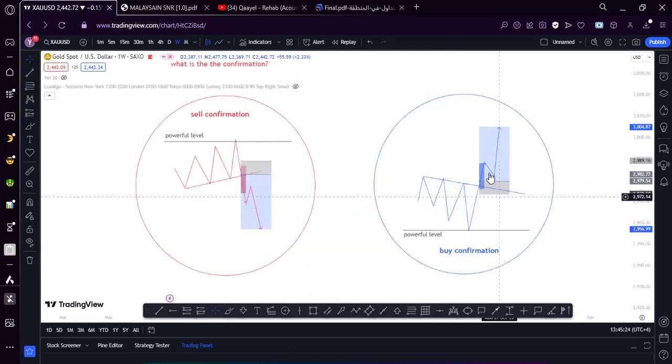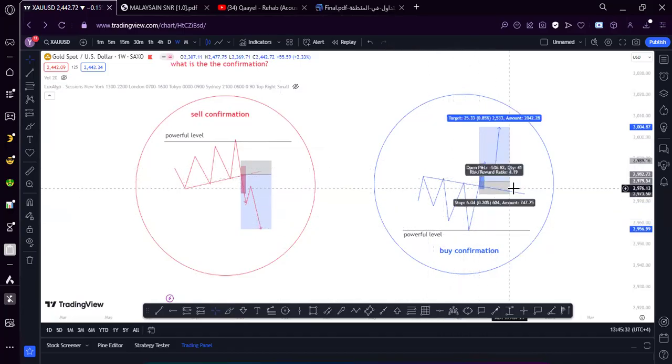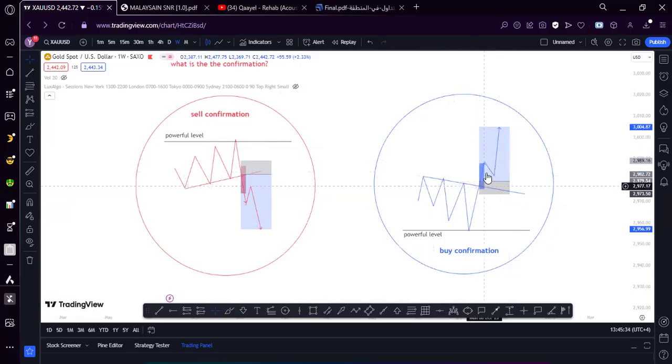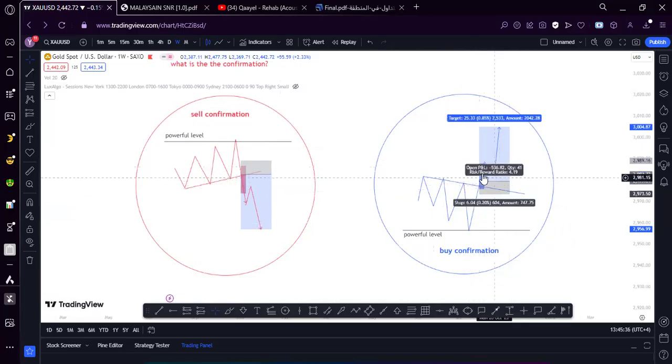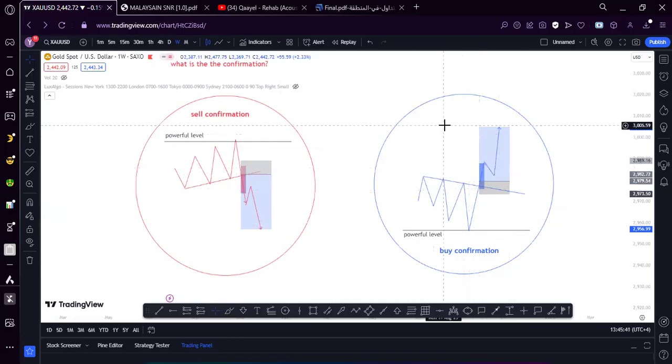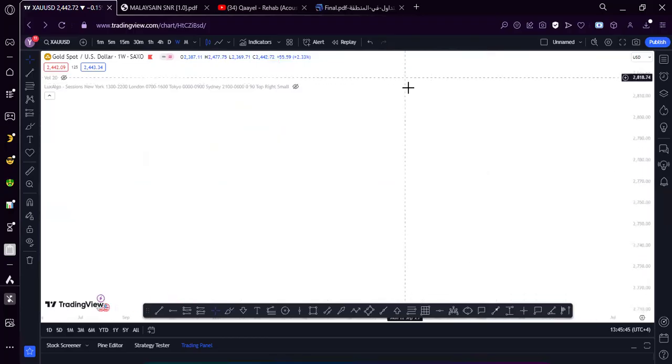The same with the buy setups. When the price reaches these powerful levels and we see our break of the 1 minute trend line, we enter directly from there by using 13 pips SL and 1 to 5 risk to reward. Okay, so let's see some examples on the chart.